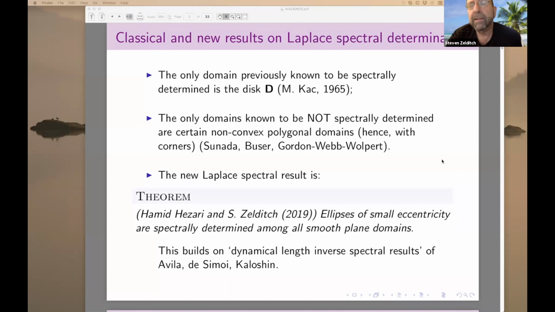The general problem of whether you can determine a smooth convex bounded plane domain from its eigenvalues is very much an open problem, and that's the problem that we're all thinking about. Our result, with Hamid Hazari, is that ellipses of small eccentricity are spectrally determined among all smooth plane domains. This is the first unconditional inverse spectral result since Kac's result, and it builds heavily on prior work of Avila, Desimoy, and Kolossin on dynamical inverse results.